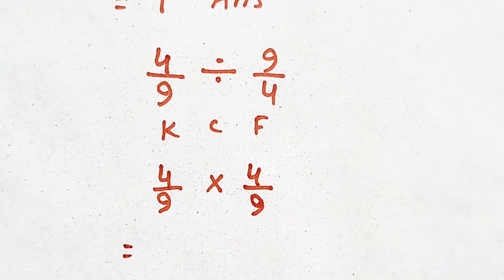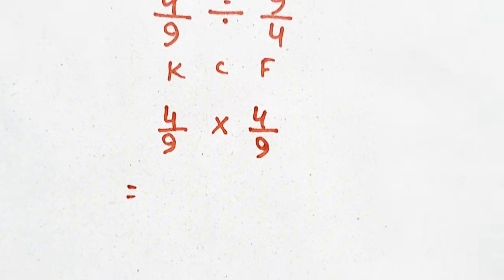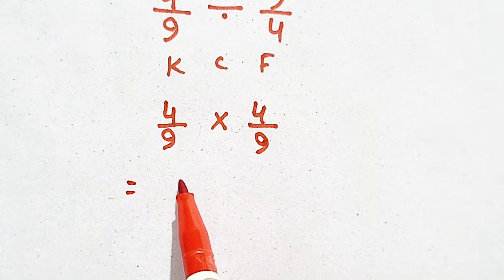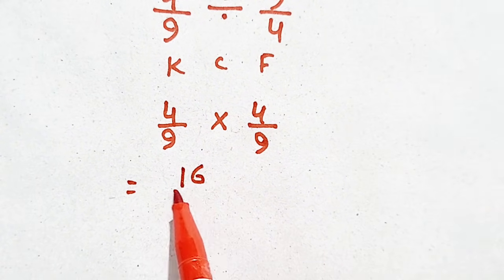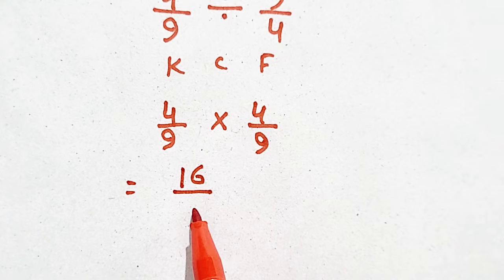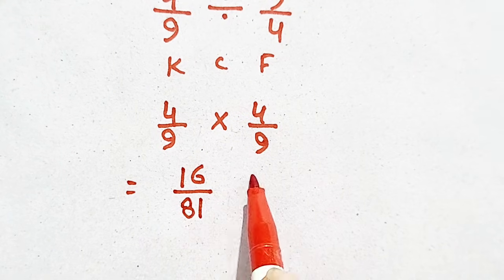Now, there is a simple multiplication. 4 times 4 will be equal to 16 and 9 times 9 will be equal to 81, which will be our answer.